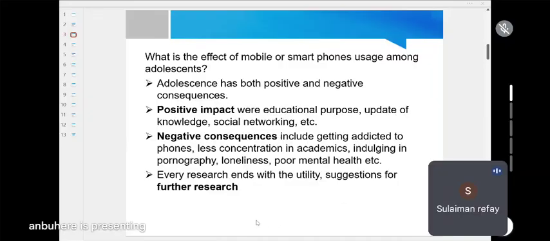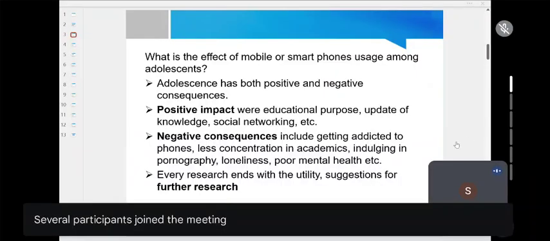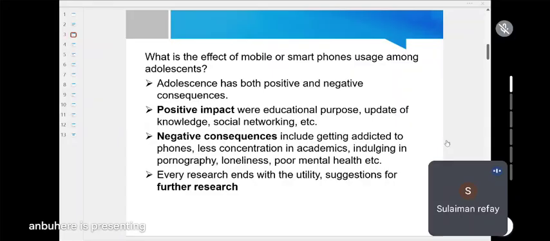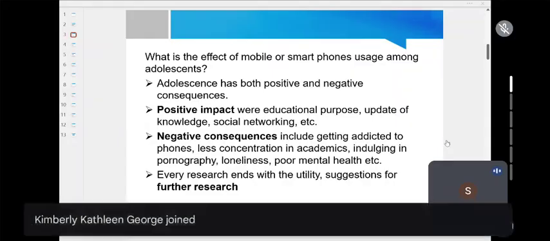Okay, then the negative consequence of these smartphones is that they are getting addicted to it. They will not listen to anyone. While eating also they'll have the phones in their hands. These things happen in normal circumstances. They have less concentration in academics, so in studies, because of addiction to the phone, they score fewer marks. Then they are indulging in pornography, loneliness, poor mental health, etc. These are the negative consequences they found out in the research.